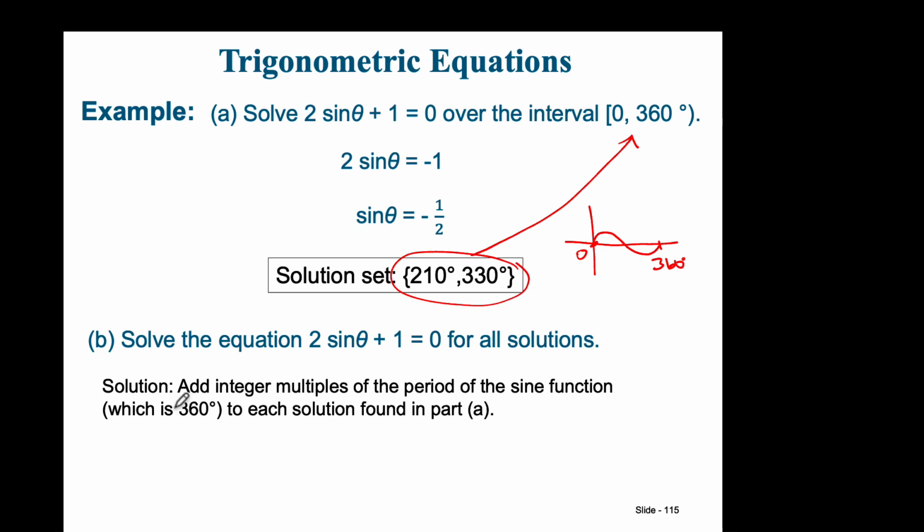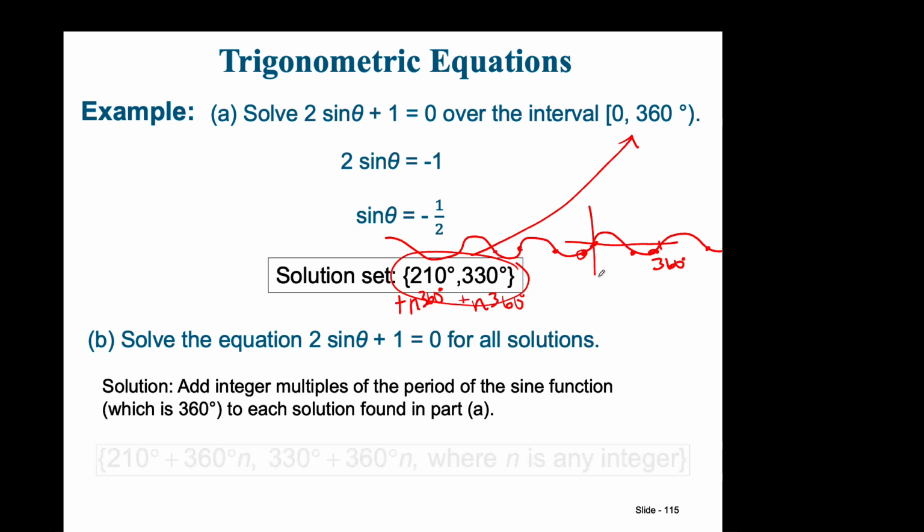And we're going to add integer multiples of 360 degrees to each of our solutions in part A, okay? So at 210 degrees, we're going to add integer multiples of 360 degrees. And 330 degrees, we're going to add integer multiples of 360 degrees. Why? Well, we know that the sine function is a periodic function, so heading in the positive infinity direction or in the direction of negative infinity, we're going to keep hitting that value of -1/2 over and over every 360 degrees. Doesn't matter if we're adding or subtracting.